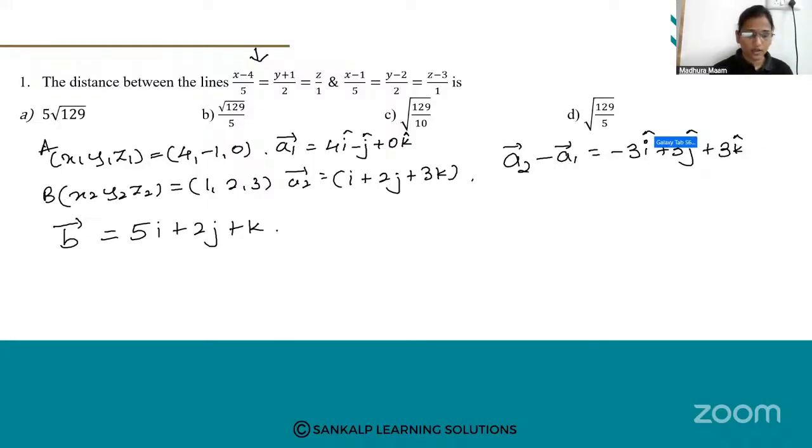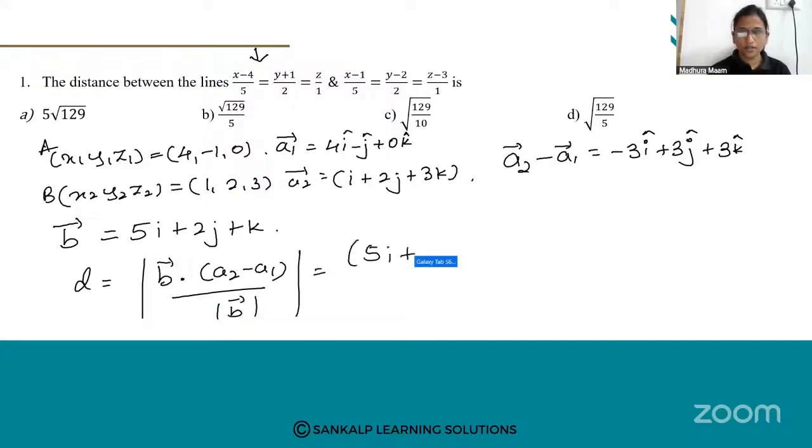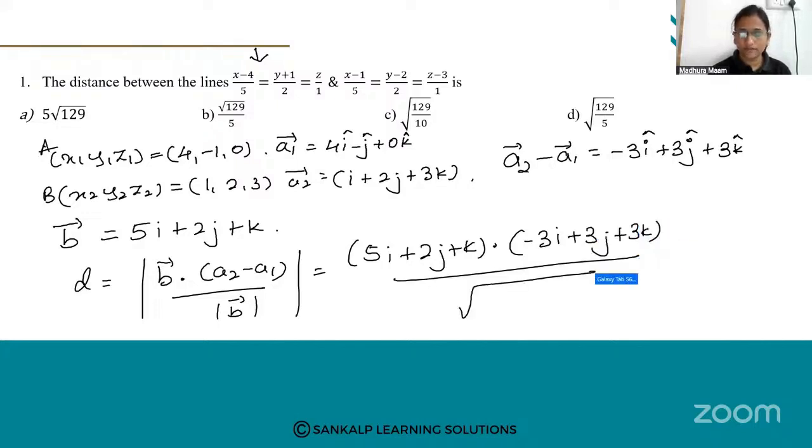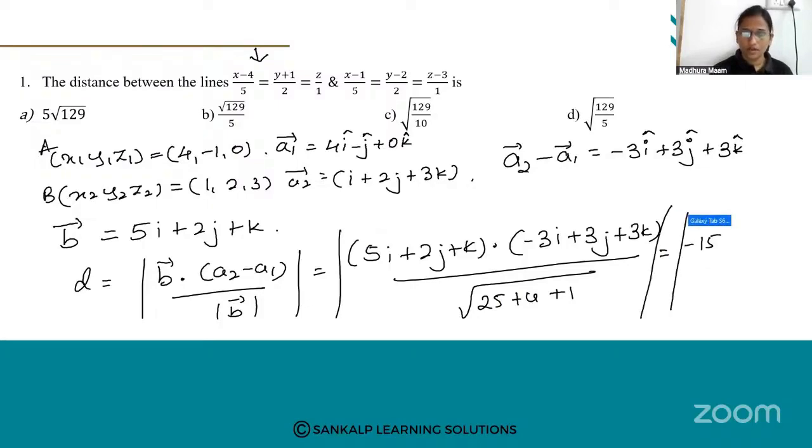Therefore the distance is what? b cross a2 minus a1 divided by magnitude of b. Correct? Okay. So 5i plus 2j plus k, crossed with a2 minus a1, divided by magnitude of b. We know how to find this. 5 into 3, that is minus 15. Next, this is 3 divided by 30. Correct? Did I do anything?